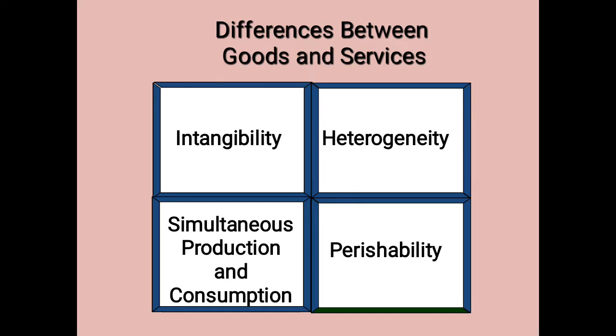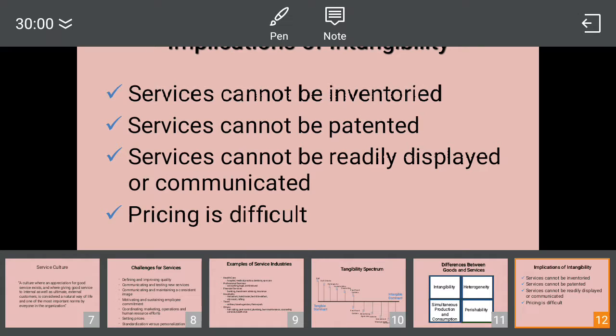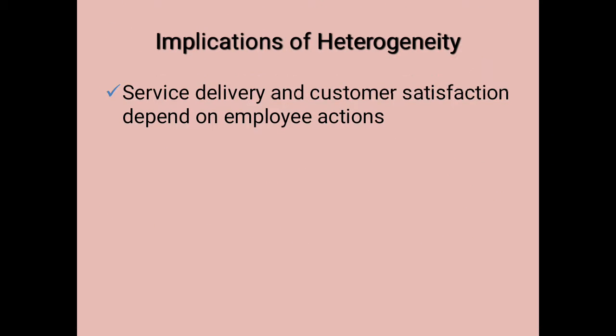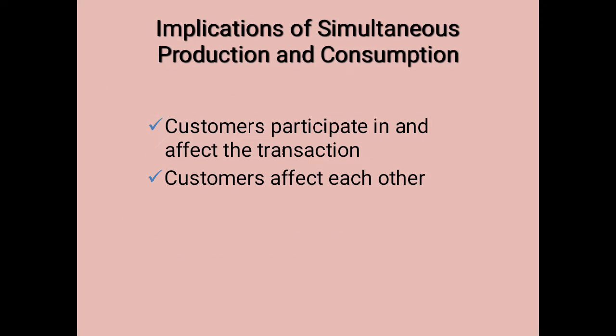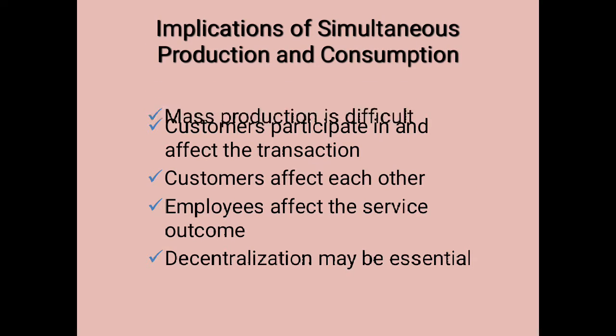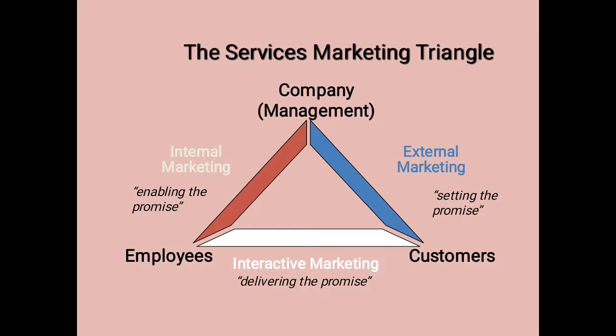Differences between goods and services are purely on the basis of characteristics. We find that services are intangible, services are heterogeneous, there is simultaneous production and consumption happening, and there is a perishability factor associated with services. So the corresponding implications are definitely over here: implications of heterogeneity, implications of simultaneous production and consumption, and implications of perishability. Now this is something interesting, which is the service marketing triangle.